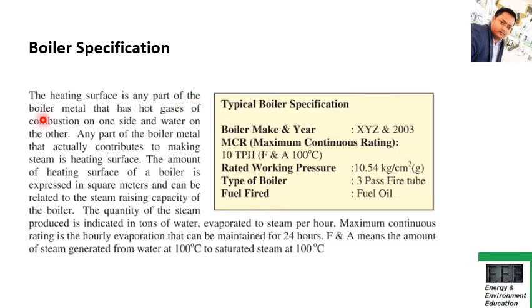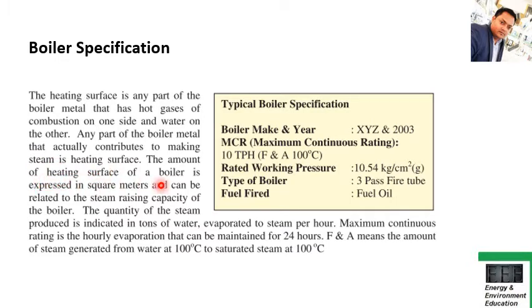The heating surface is any part of the boiler metal that has the hot gases of combustion on one side and the water on the other side. So water is basically heated here with the help of hot gases, friends. On one part we will have the hot gases, on the other part the water, which is finally transformed into steam. Any part of the boiler metal that actually contributes to making steam is a heating surface. So you may also be asked to explain what a heating surface is.